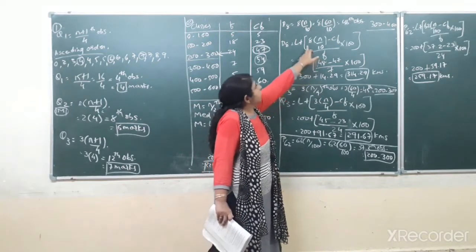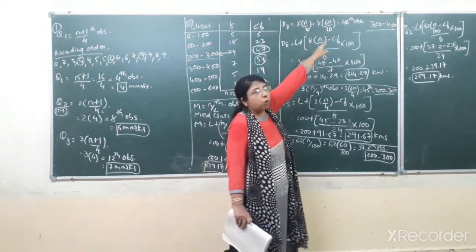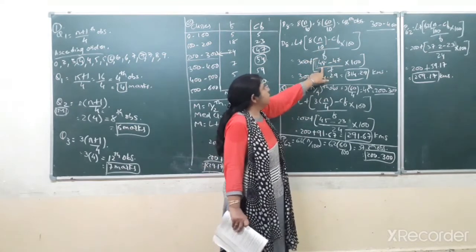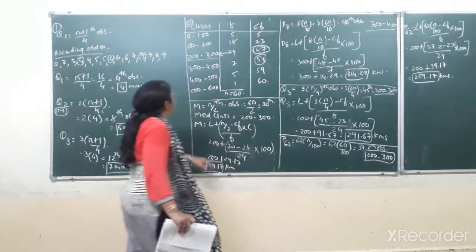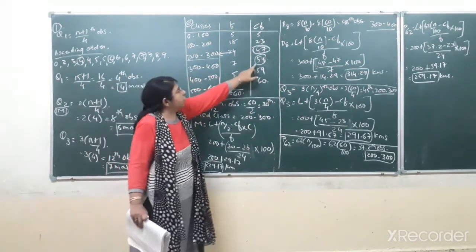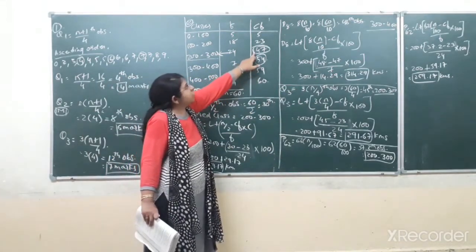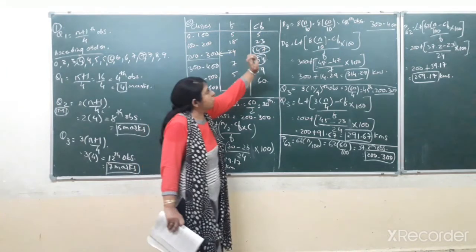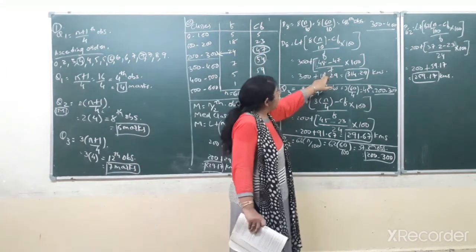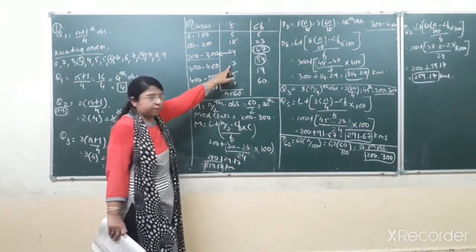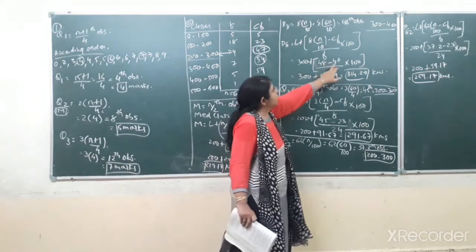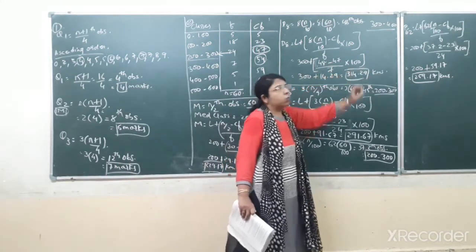300 plus 8 into n by 10. The value we have already got, that is 48, so I am directly putting 48 over here. 48 minus CF. Now our class is 300 to 400, so the cumulative frequency of the previous class will be 47. That's why I put 48 minus 47 upon frequency. What would be the frequency of the same class? That is 7. So 48 minus 47 upon 7 into 100.